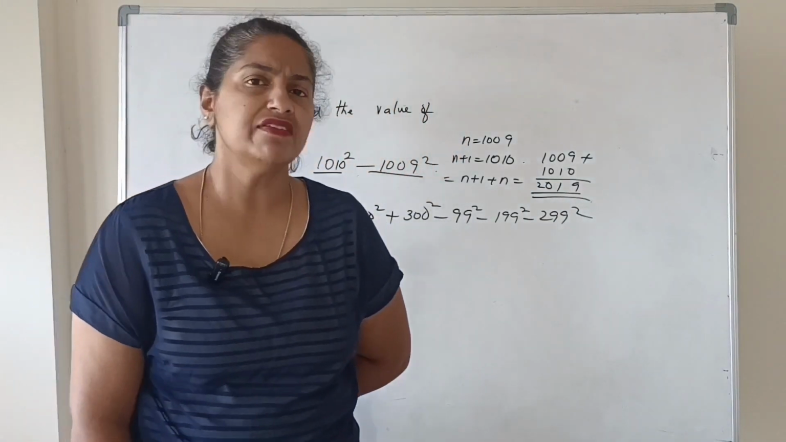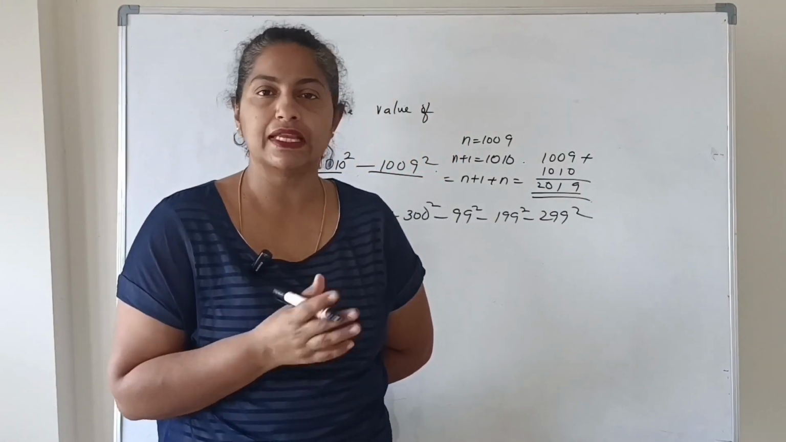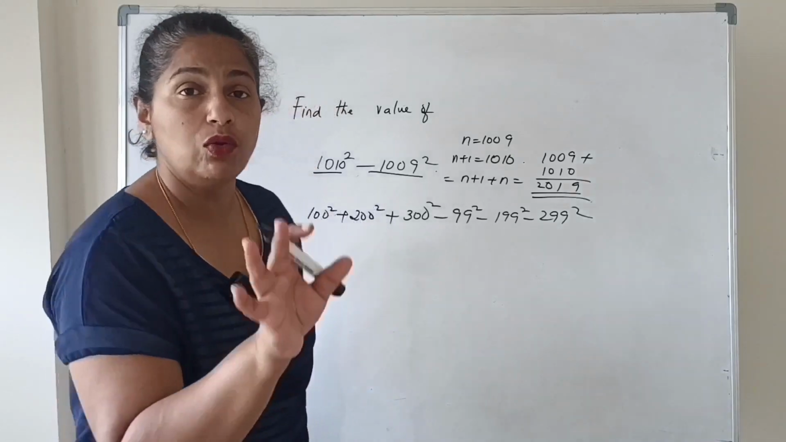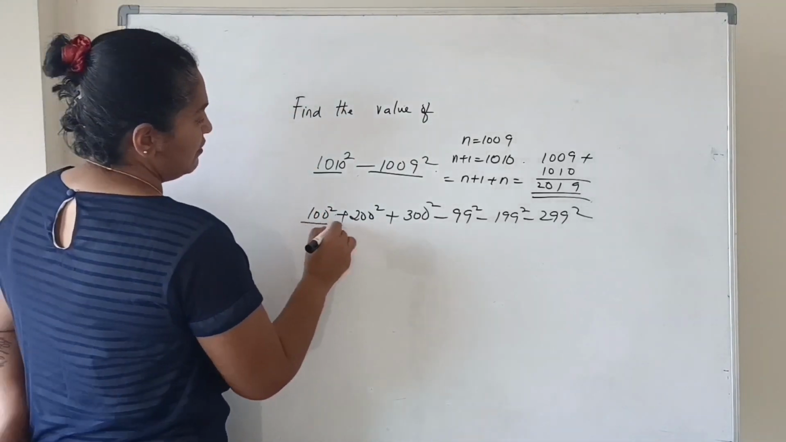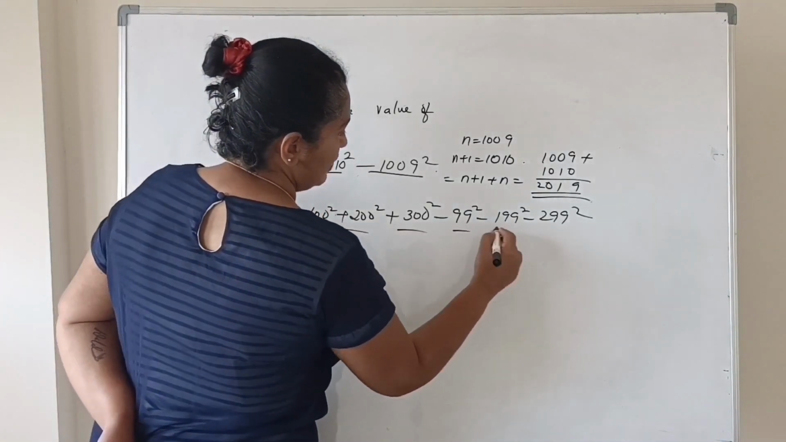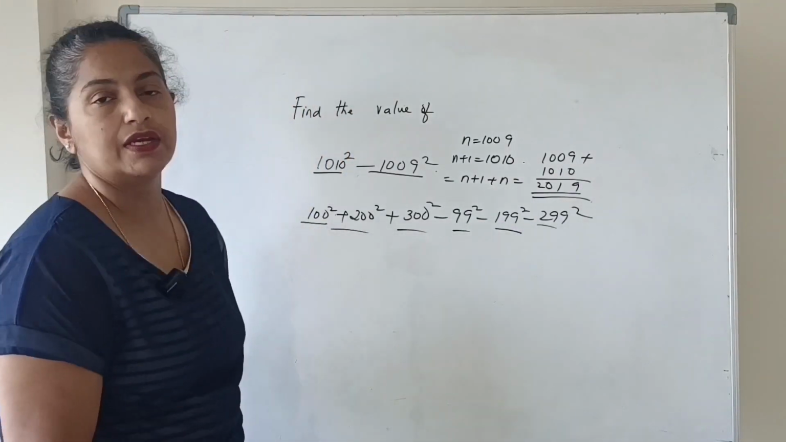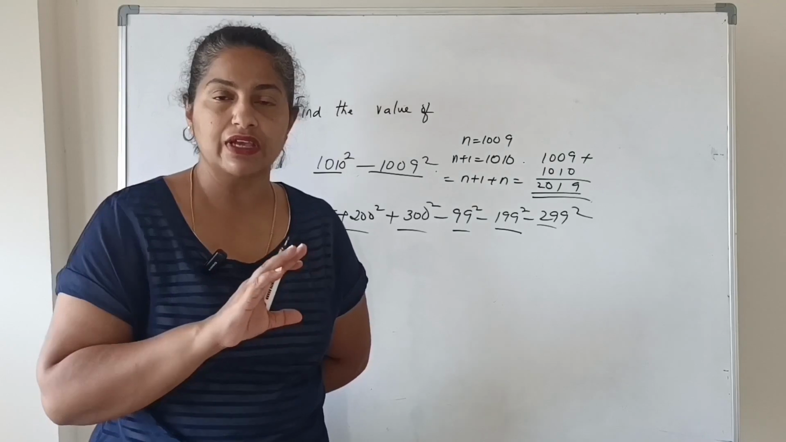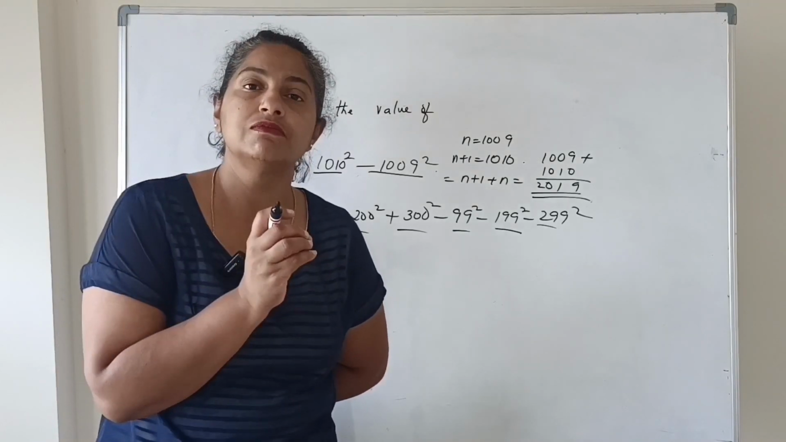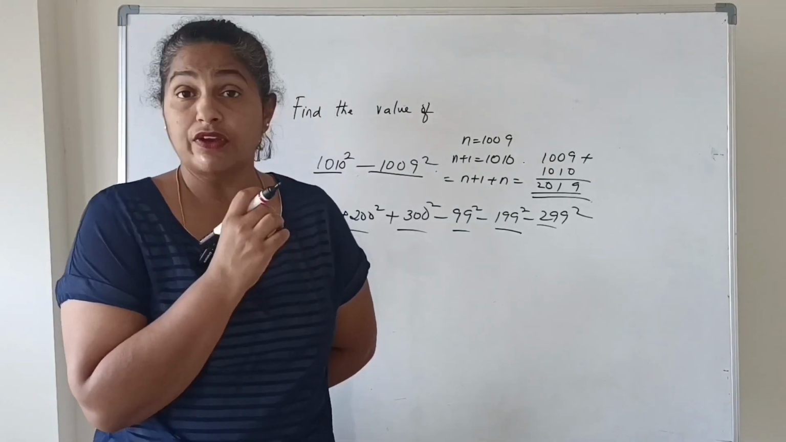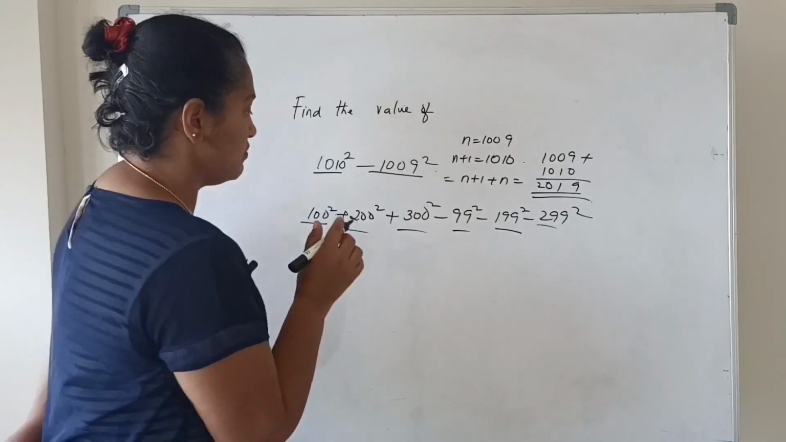2090. It's a straightforward sum, a direct application of the property. Now let us look at the second sum: 100 square plus 200 square plus 300 square minus 99 square minus 199 square minus 299 square. When we first look at it, it looks a little complicated because the terms are not segregated properly. So it is our job to segregate the terms.